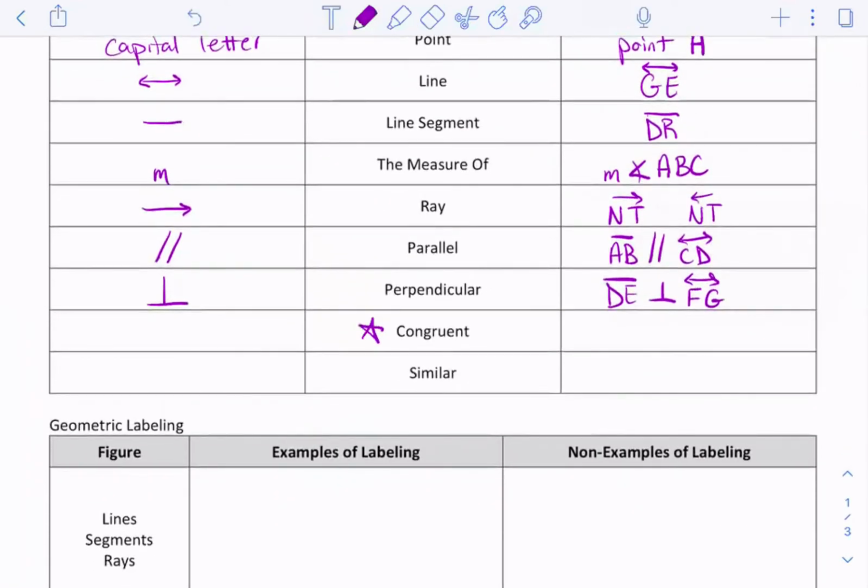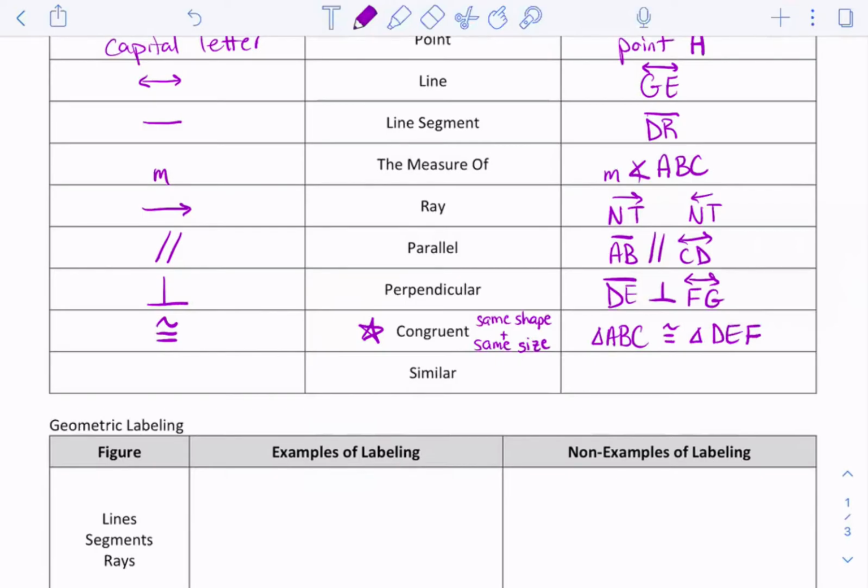Congruent, this one's super important. You will see this very often. Congruent means same shape and size. So basically, it's like saying the word equal. So I might say triangle ABC is congruent to triangle DEF. They're the same shape and size.